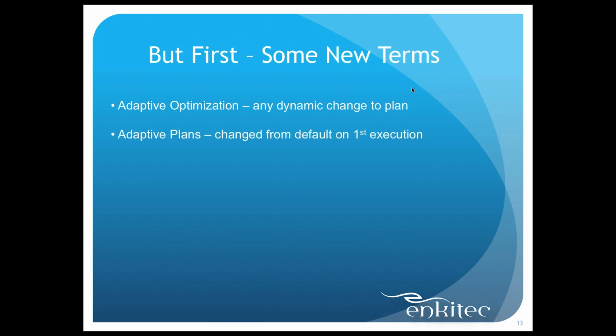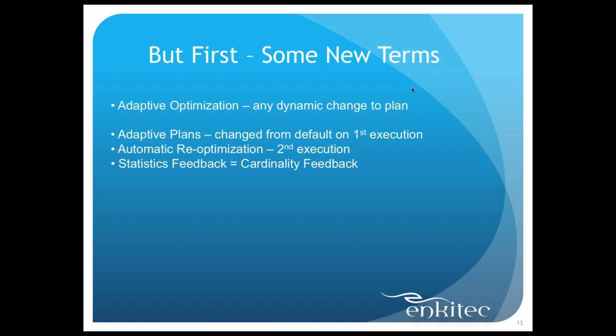The term adaptive plans means a change from the default plan that Oracle would have used in 11G, sort of, on the first execution. So a plan that was modified in mid-execution during the first time it's run. Automatic reoptimization is subsequent executions. So you can think cardinality feedback.